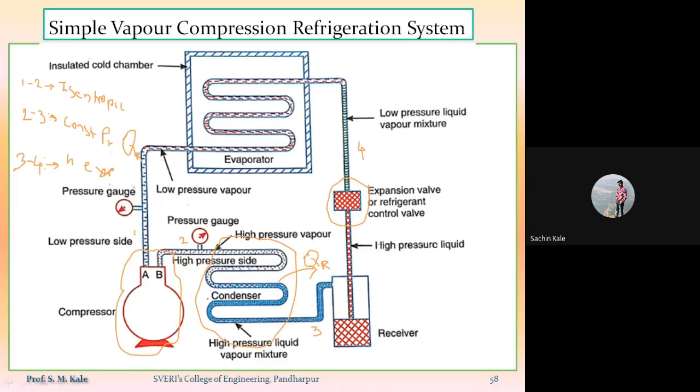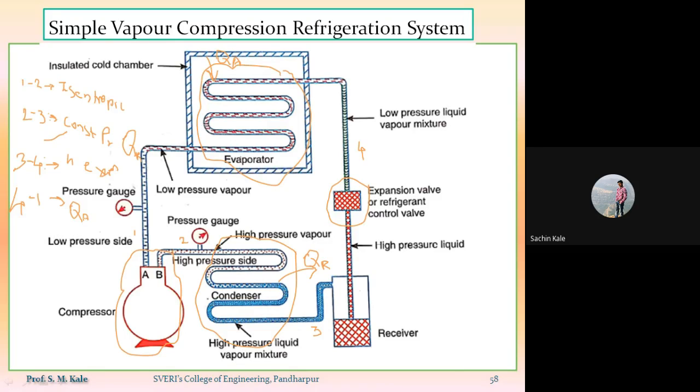And the 4 to 1 process is occurring inside the evaporator. What is the name of this process? Constant pressure heat absorption process. So the name of this process is nothing but the constant pressure heat absorption process. So now you know the 4 processes which occur in the VCRS system.